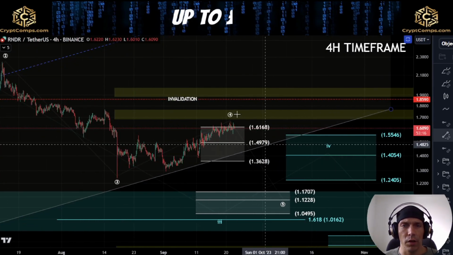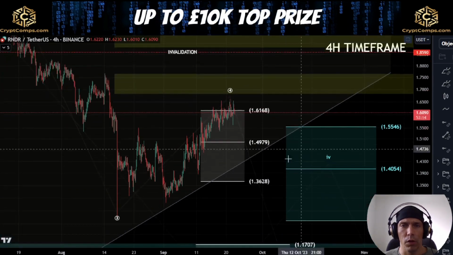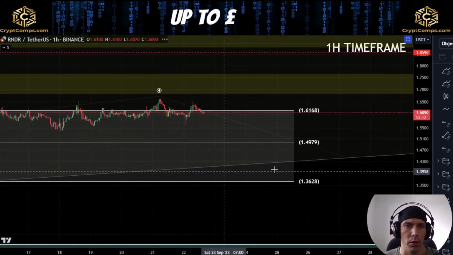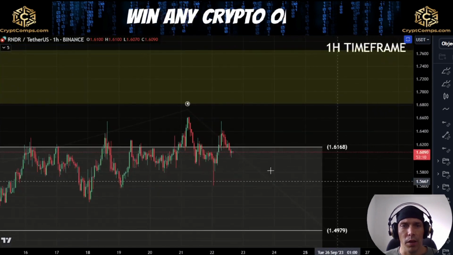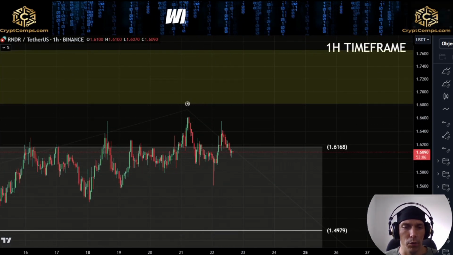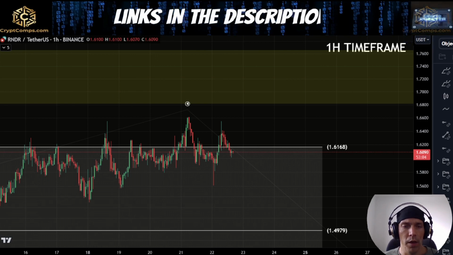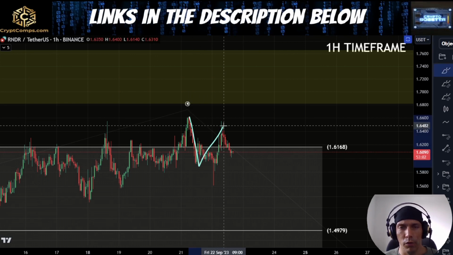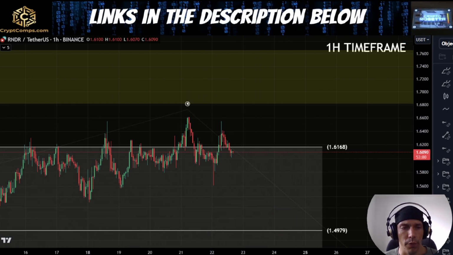At the moment, there isn't a lot indicating that this is looking to break down in 5 waves. If we come down here onto the smaller time frames, it is looking like this is just a 3-wave move. The only way that this could potentially be a 5-wave move is if this is 1 and 2, and then we'd be looking for 3, 4, 5 to the downside.